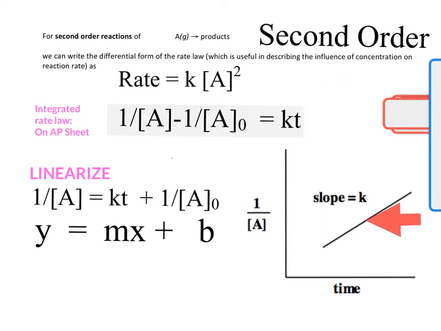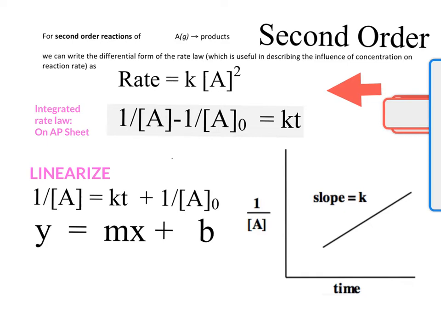The AP has been known to give you a graph and say, hey, what's the order? And sometimes you know it's second just because the slope is positive. So pay attention to that, make note of it, and let's go ahead and compare all three scenarios.